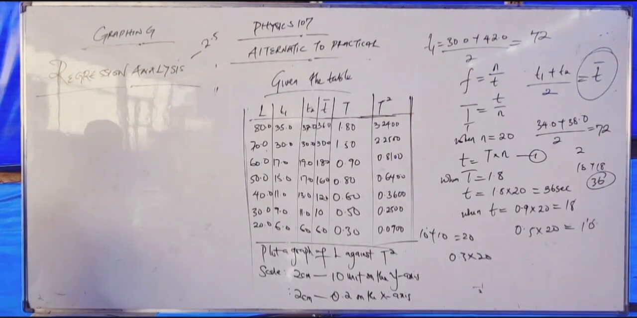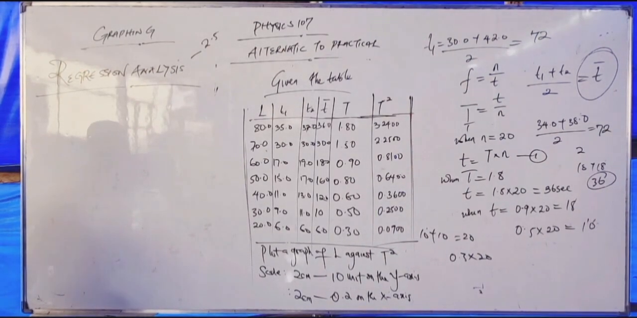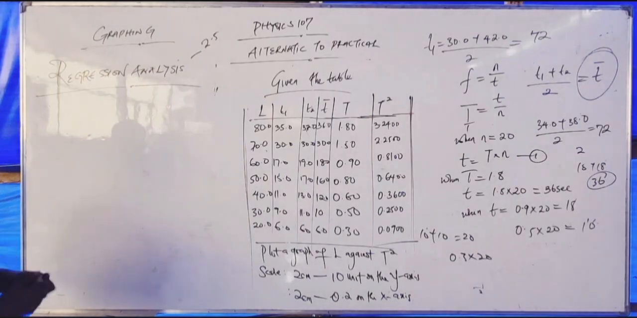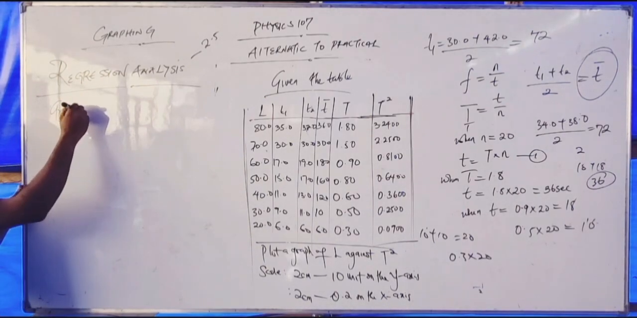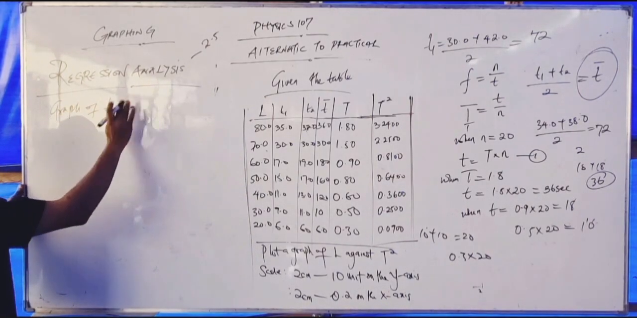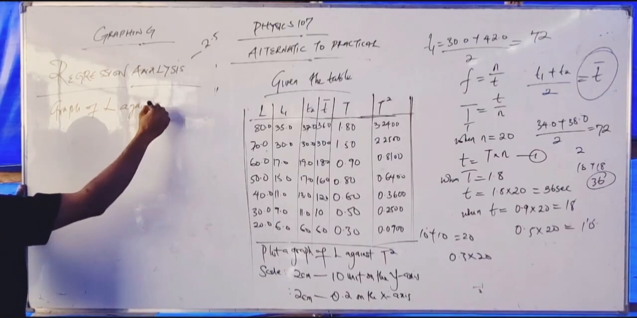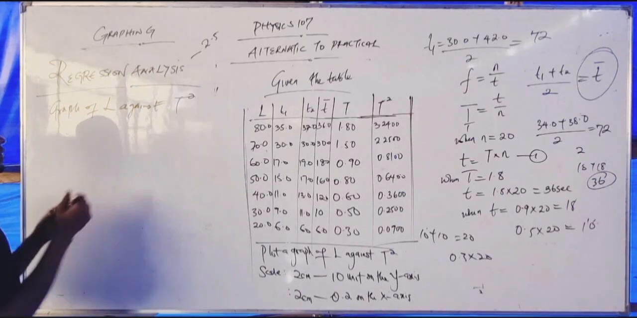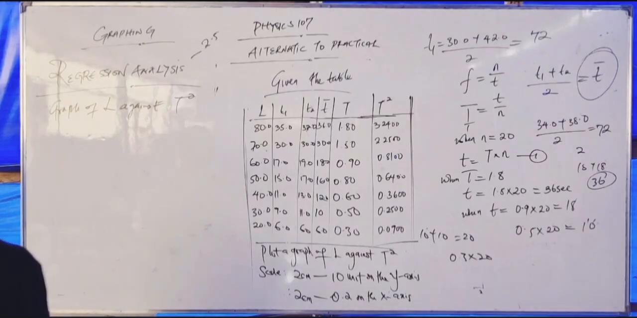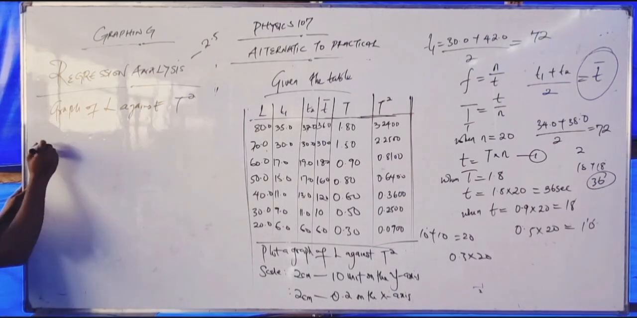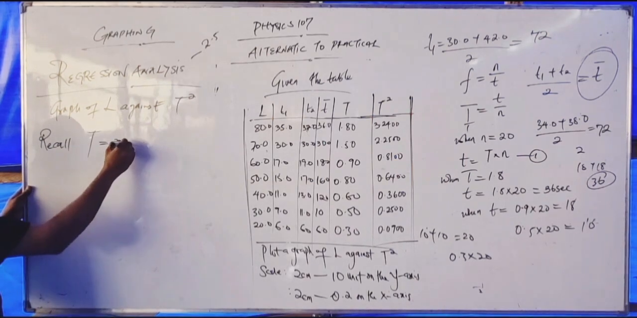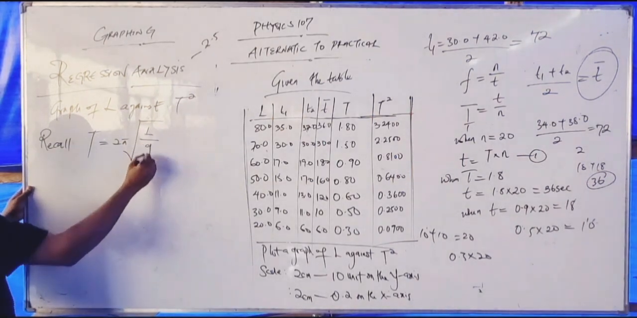Now let's look at something very serious. Now listen. We have to plot a graph of what? A graph of L against T square. Which formula in physics connects length and period of oscillation? Which formula? T equals to what? They're meant to give you this formula. T equals 2 pi square root of L over g, Abi?